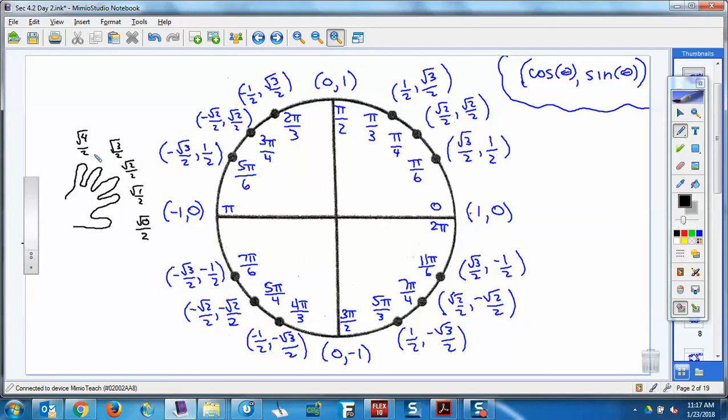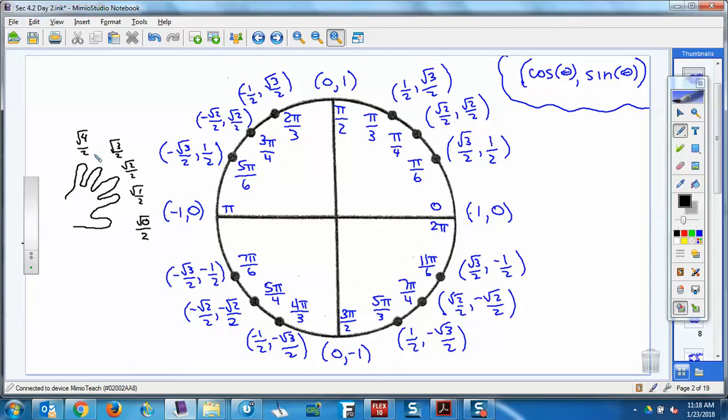Isn't that true? Yep. This would be 0. This would be 0, then 1/2, since square root of 1 is 1. Then square root of 2 over 2, square root of 3 over 2, and square root of 4 is 2, and 2 over 2 is 1.